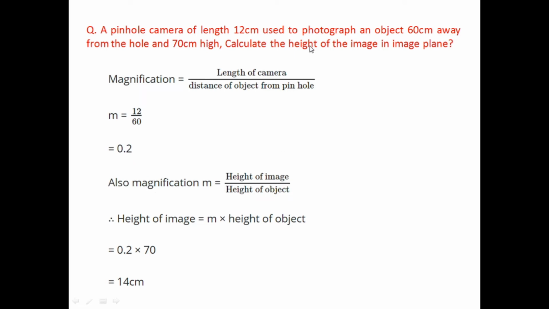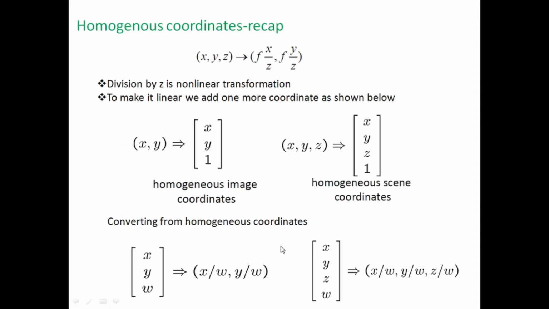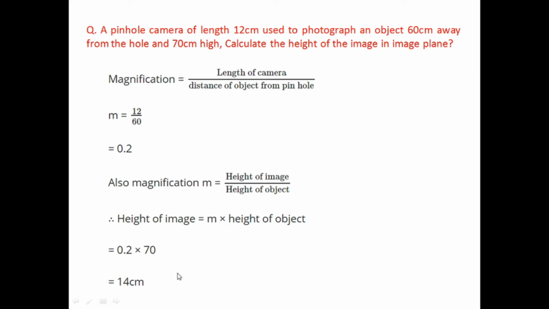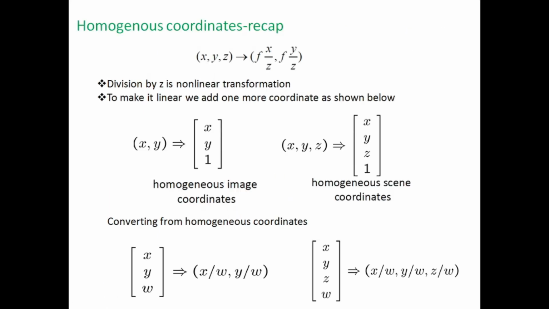So what is my objective that is asked in the question? The height of the image in the image plane. So height of the image by height of the object is also a magnification. So finally, height of the image is nothing but magnification into height of the object. The height of the object given is 70 centimeters. So finally I am going to obtain the height of the image in the image plane as 14 centimeters. So this is the height of the image.